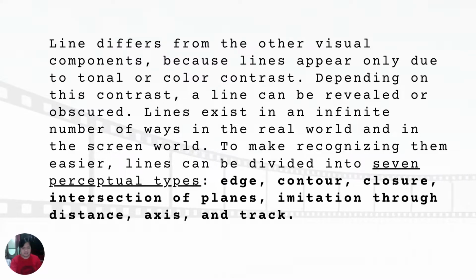To make recognizing them easier, lines can be divided into 7 perceptual types. These are edge, contour, closure, intersection of planes, imitation through distance, axis, and track. So this lecture will focus on these perceptual types and what ideas you can communicate using them.